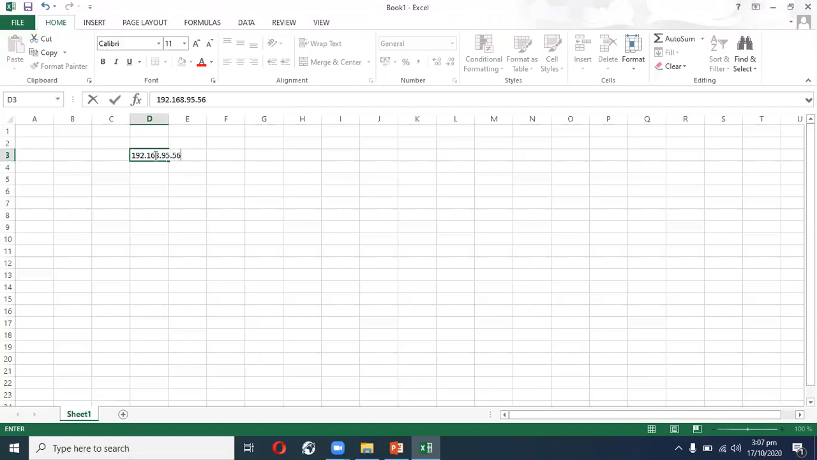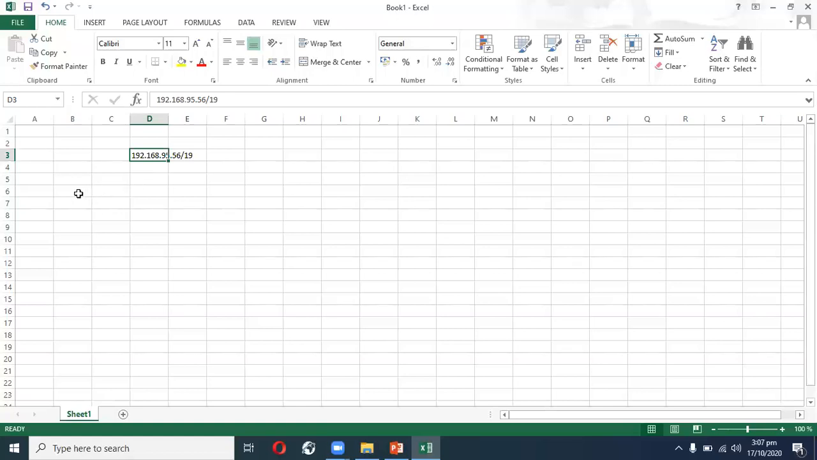192.168.95.56. This time we will take /19. This is considered as class B. Last time I gave you an example of class C, so I will give you another example. You can see the same formula, the same technique can be used for any class.